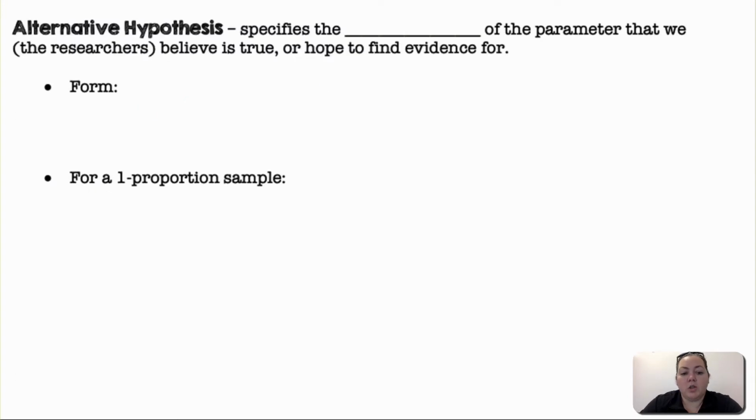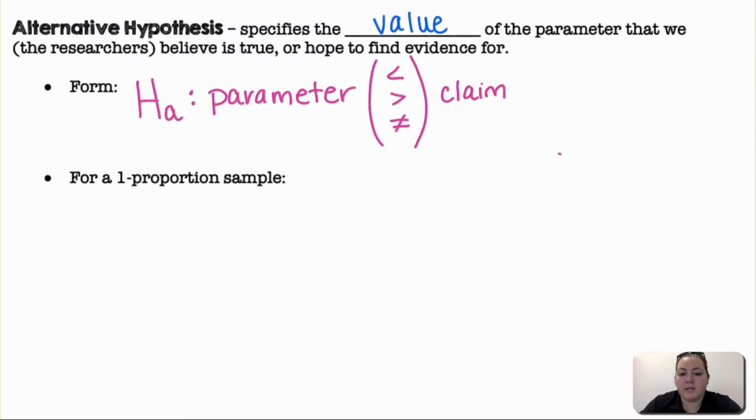Our alternative hypothesis specifies the value of the parameter that we, the researchers, believe is true or hope to find evidence for. When we're writing our alternative hypothesis, the parameter can either be less than, greater than, or not equal to the value that we use in our null hypothesis. So here's what an example of our hypotheses would look like. Our null hypothesis, p equals 0.45. Our alternative, p is less than 0.45.